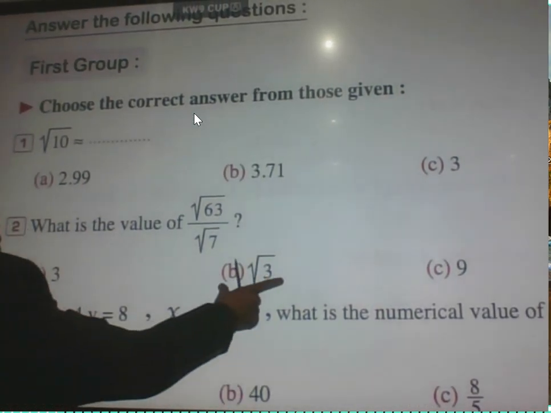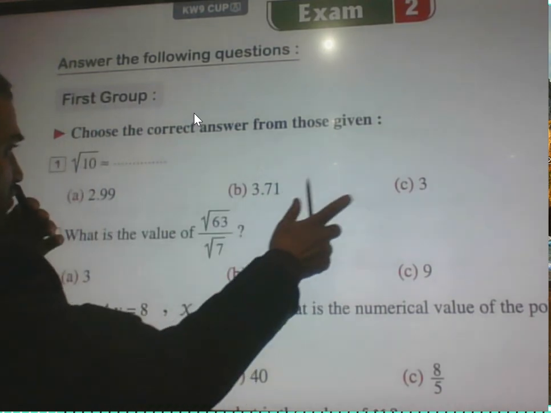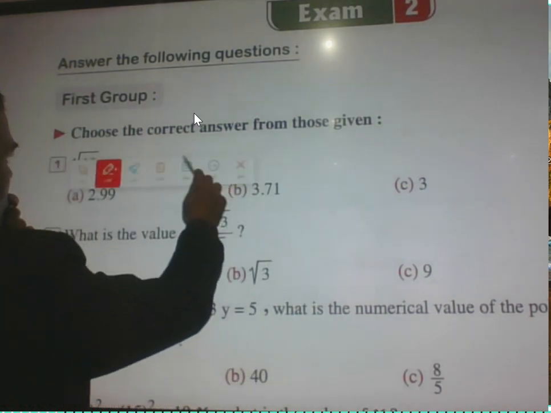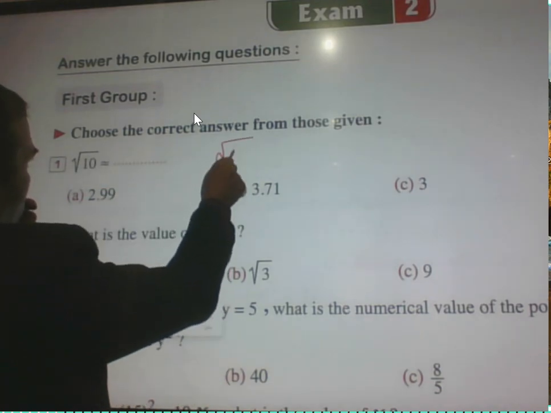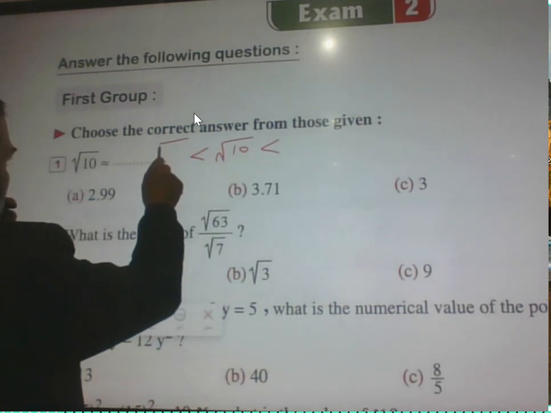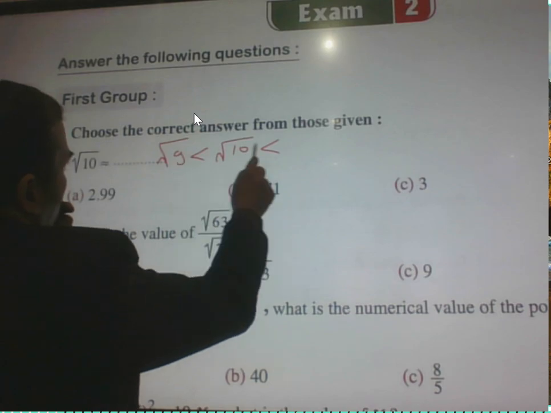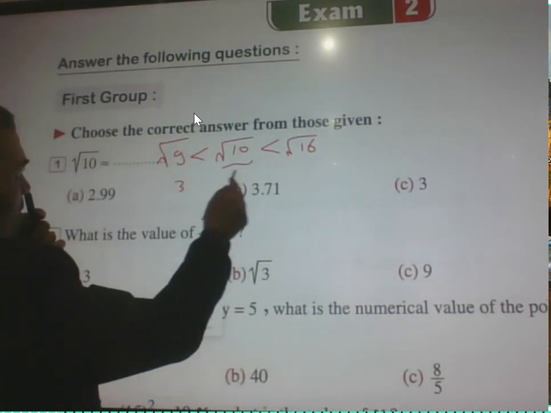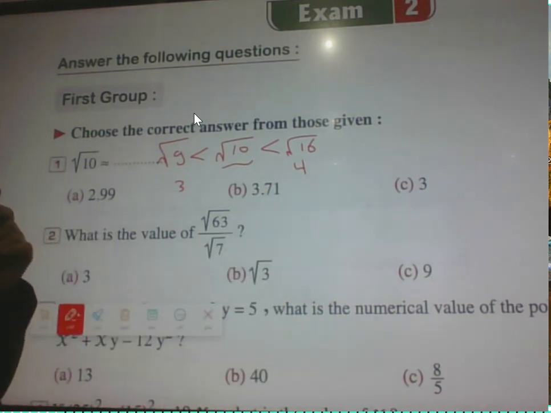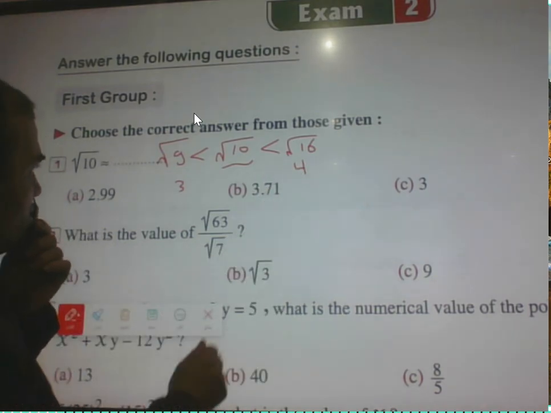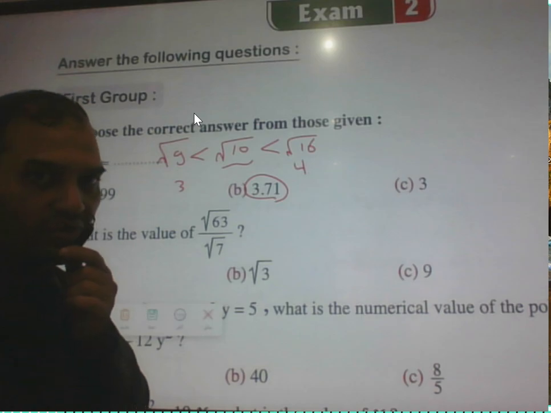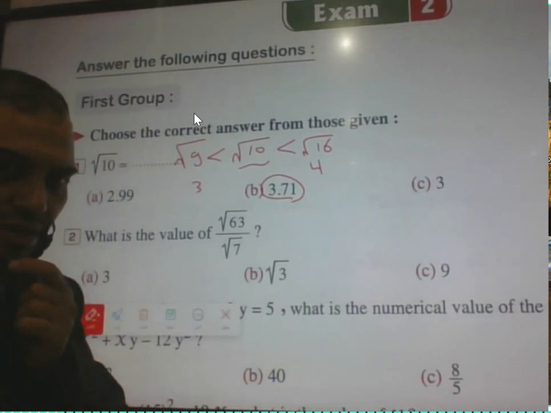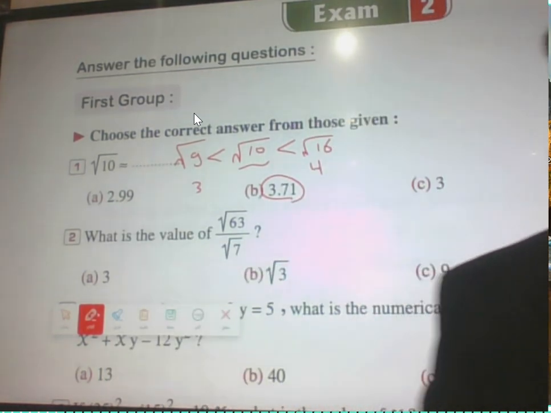Who can tell me the answer here, nearest to what? Not negative, okay? We know root 10. You can use a calculator, okay? Root 10 lies between root 9 and root 16. Then root 10 lies between 3 and 4. What is the number that lies between 3 and 4? It will be 3.71. Or you can use a calculator to find the answer, okay? Understood? Okay, next question, number 2.